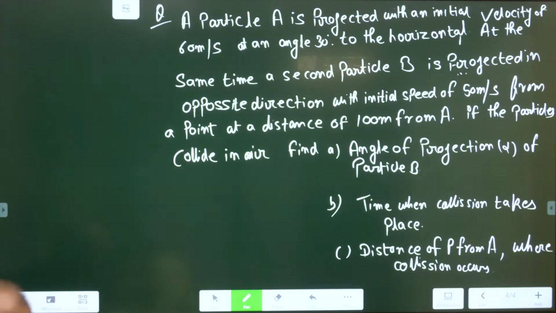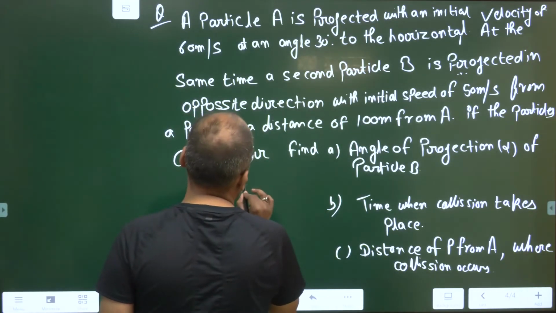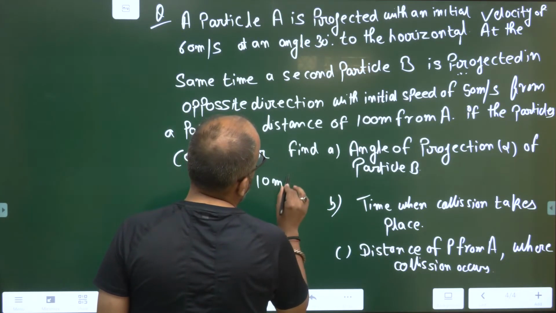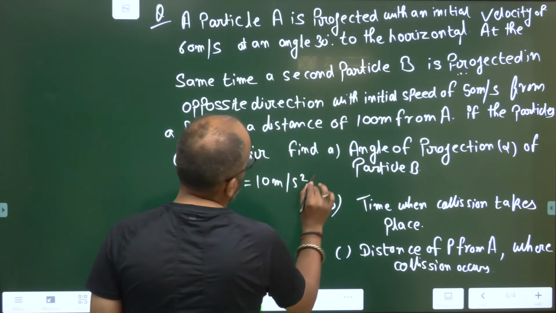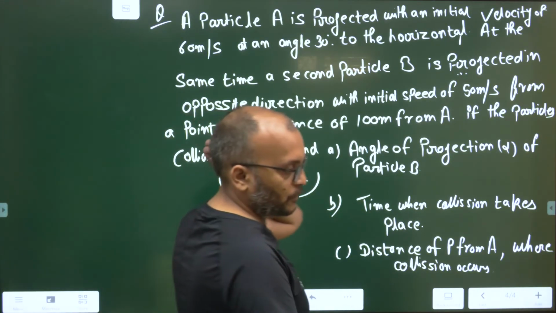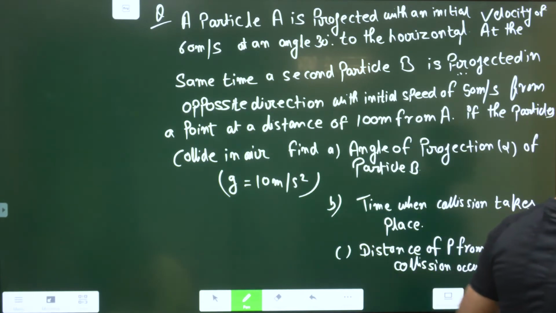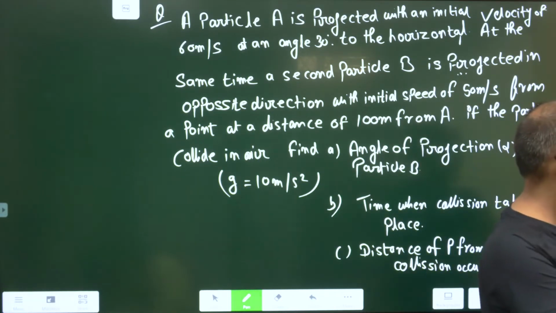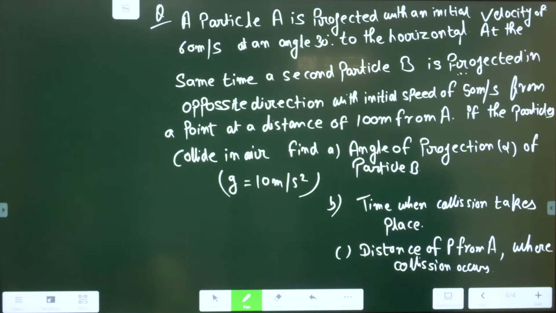So for your simplicity, take g as 10 meters per second squared. Okay? No problem. Do it. Try it, everyone. At least give it a try.